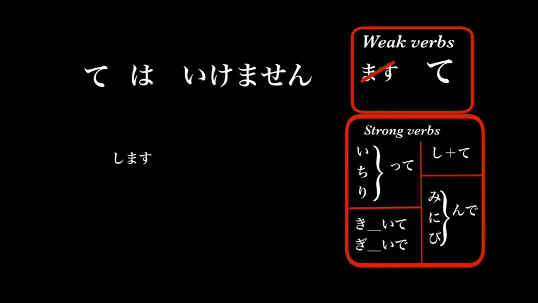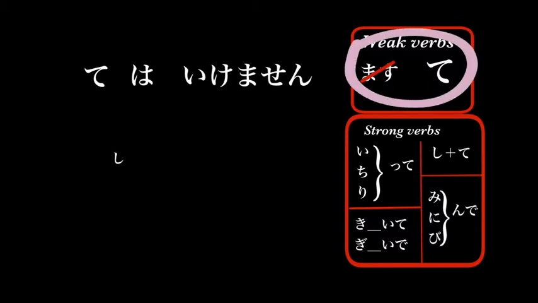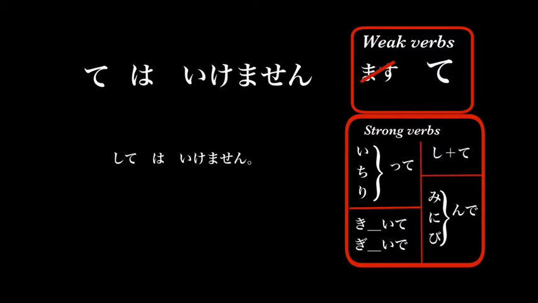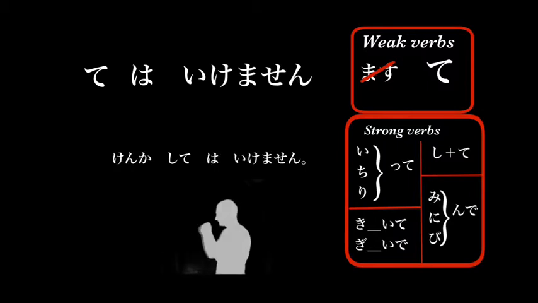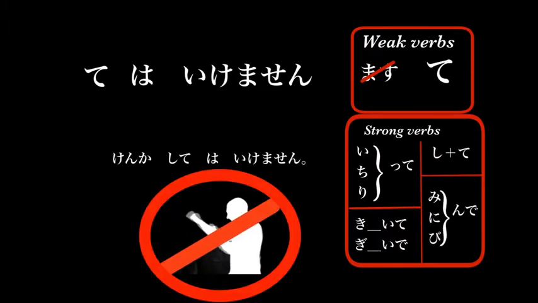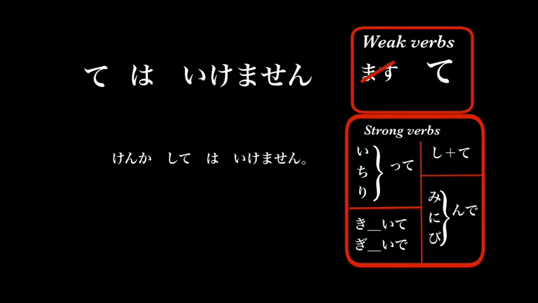Shimasu, take away the mas. Obviously it's a weak verb because it's only got one hiragana after mas is removed. So we say shite wa ikemasen. You must not do it. Compound verbs that take shimasu on the end change the shimasu to shite wa ikemasen. For example, kenka shite wa ikemasen. You must not fight.